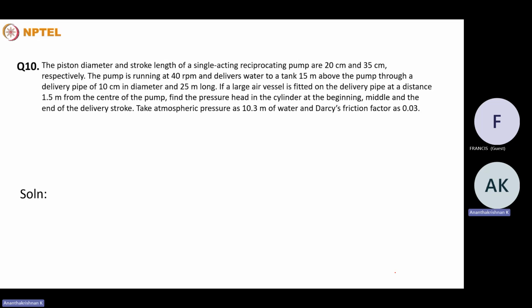It's a problem which takes into account the air vessels which are present on the delivery side. We need to consider the pressure head in the cylinder at the beginning, middle, and the end of the delivery stroke, by taking into account the buffering or the smoothing out of the pressure that will be a result of the air vessels.